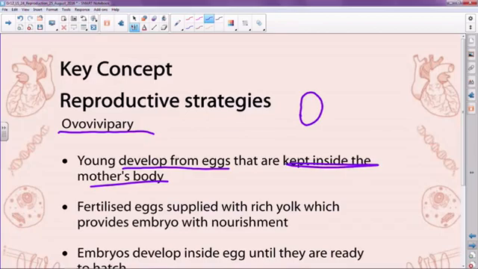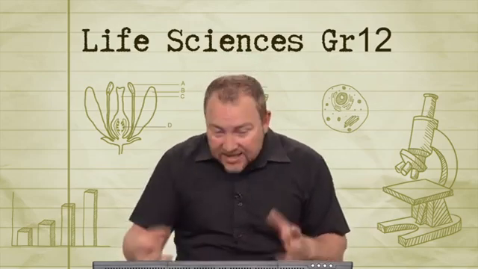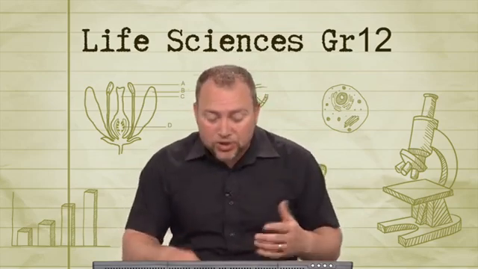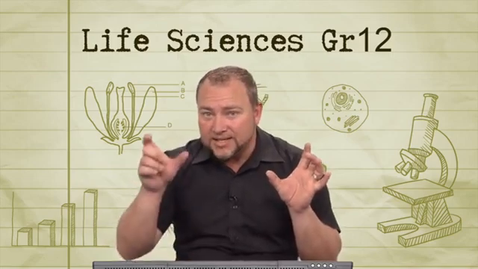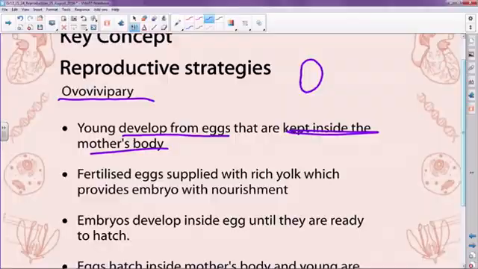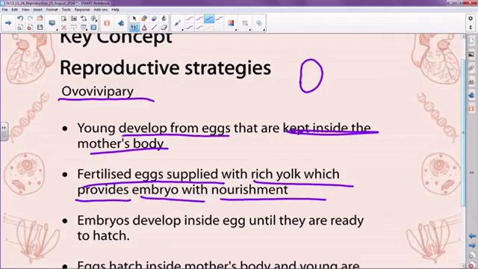What actually happens is the mother has an egg inside the body, and she carries it around everywhere she goes. So instead of just laying it in a nest, it's inside the mother's body. The best way to look at it is: ovo is an egg, viviparous is inside the mother. Ovo, egg, inside mother's body. Now look at all these things: fertilized eggs supplied with rich yolk, which provides the embryo with nourishment. The egg is exactly the same. The two eggs are identical. The mother has produced the egg, and the egg gives the baby all the food and everything it needs.